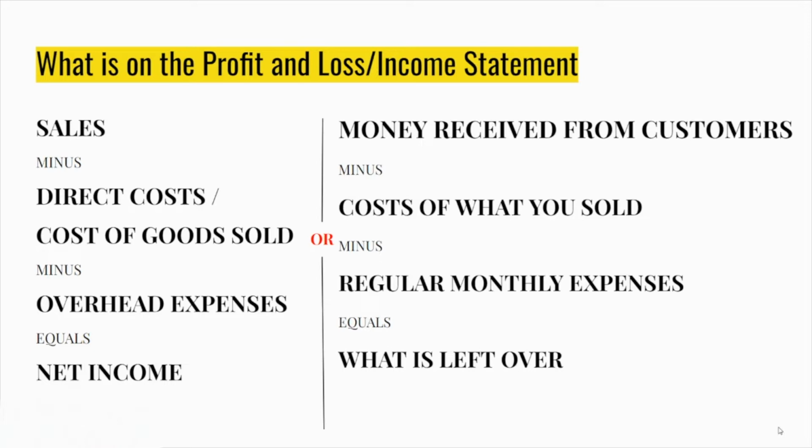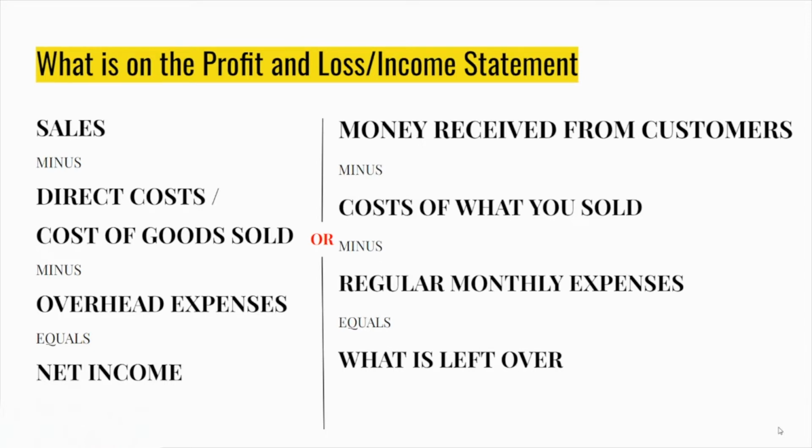So, in layman's terms, the money you bring in less what it costs you to make that sale. Then you subtract out your regular monthly expenses, your rent, all your recurring subscriptions, and any other general overhead expense, and that leaves the money that's left over. That's the net profit that you have as the owner to distribute to yourself in some form or fashion.